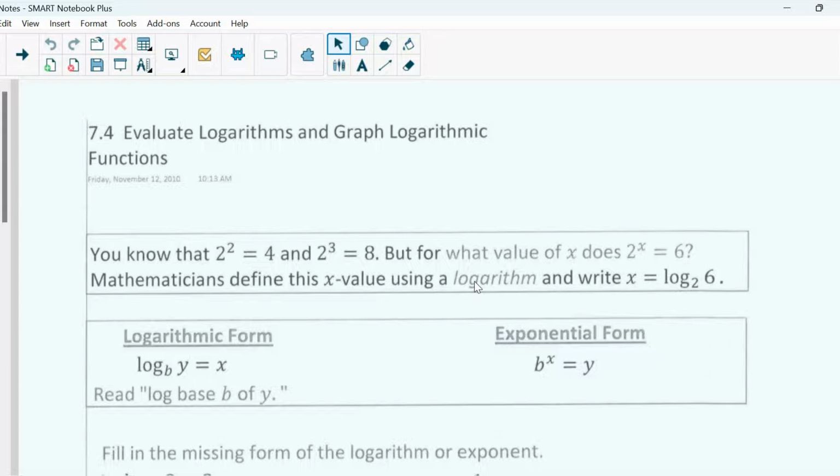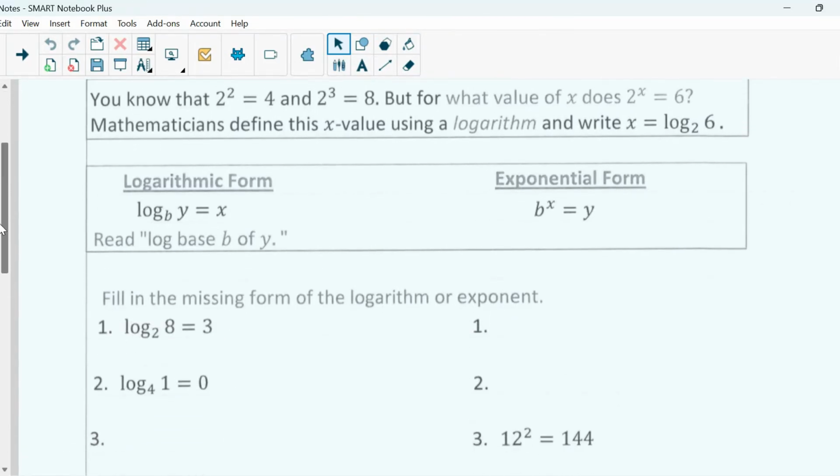Logarithmic functions. So in the past, we have been learning about exponents. For example, we know that 2 to the second is 4, 2 to the third is 8, but what value of x does 2 to the x power equal 6? Well, we can figure this out by using a logarithm, which can be written just like this.